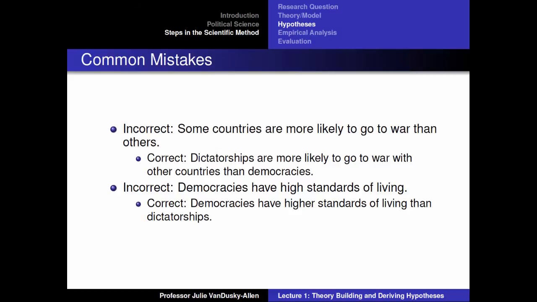Another mistake is not focusing on how variations in the independent variable influence variations in the dependent variable. You could say, democracies have high standards of living. But you're not comparing democracies to anything. High compared to what? Instead, you could say that democracies have higher standards of living than dictatorships. This is a comparison where you're comparing how variations in the independent variable, democracy/dictatorship, influence variations in the dependent variable, standards of living.